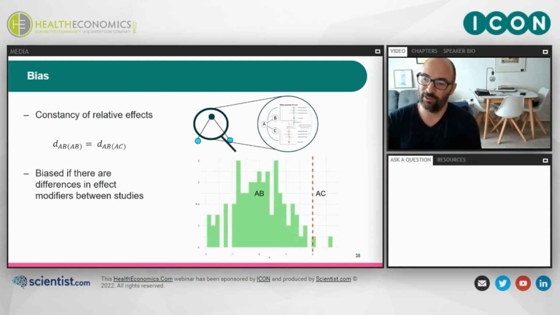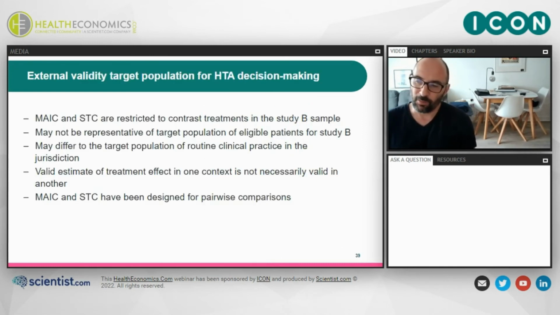The MAIC as currently proposed is also unable to achieve estimates in a population other than that of the aggregate study. So it's limited in that respect. In particular, it may not be the actual target population of interest. It may differ from the target population of routine clinical practice in a particular jurisdiction, for example. So this is a second issue.